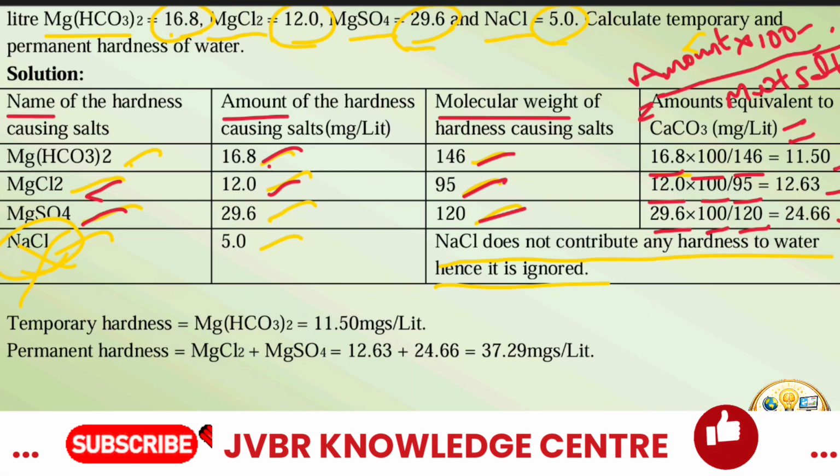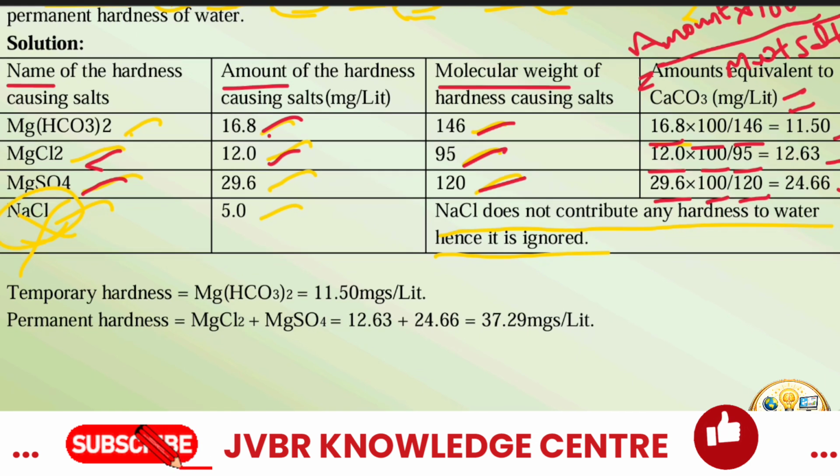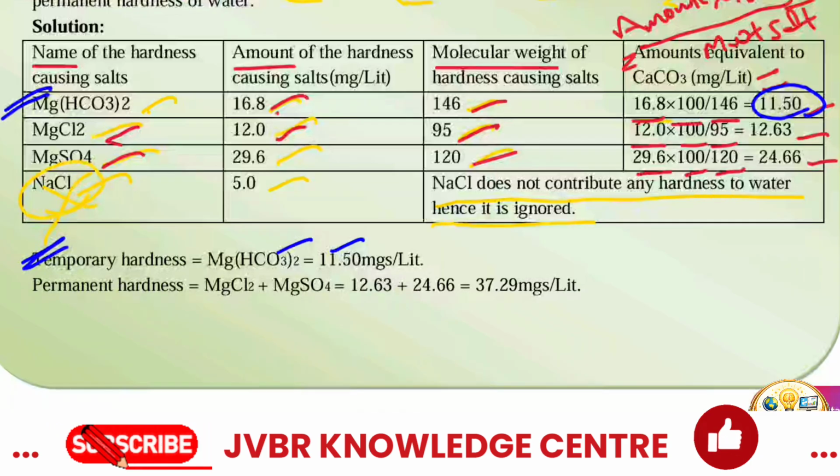Then separate out temporary hardness producing salts and permanent hardness producing salts. In this problem, only one salt, that is the magnesium bicarbonate, is a temporary hardness producing salt. You can directly write 11.50 milligrams per liter, that is temporary hardness. Coming to permanent hardness producing salts, there are two. One is magnesium chloride, another one is magnesium sulfate.